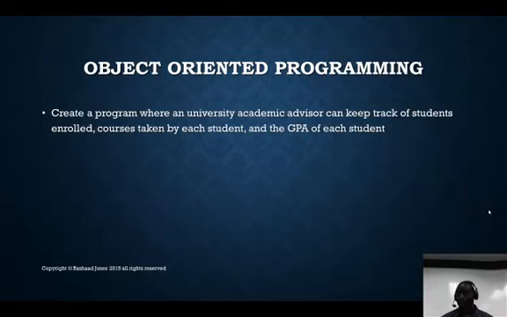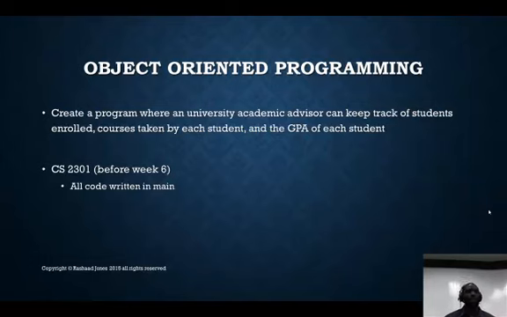But if we were in 2301 and we had to do this, before we got to week 6, and what I mean by week 6, I mean chapter 6, all our code would be written in main. Because before we got to chapter 6, we really didn't know methods. So we wrote all our tasks inside that public static void main method, and life was good. And we thought that was the way to go.